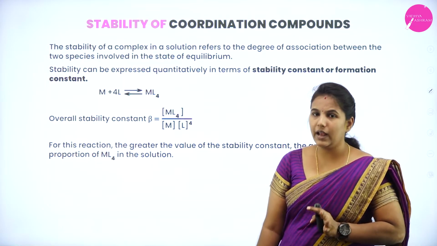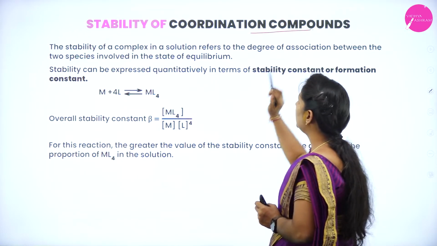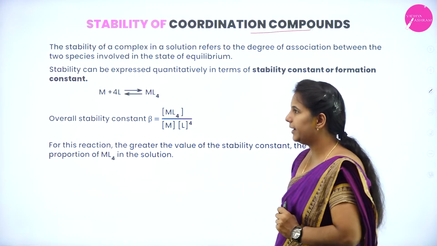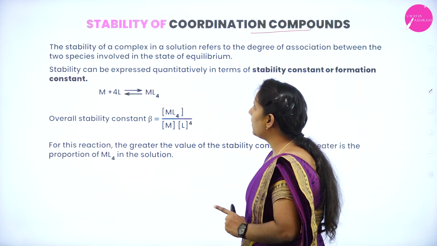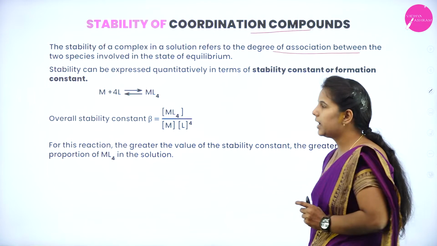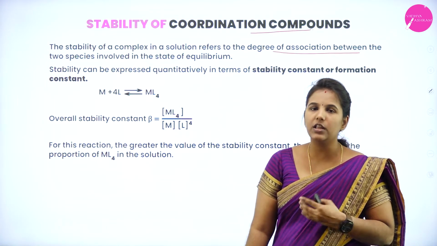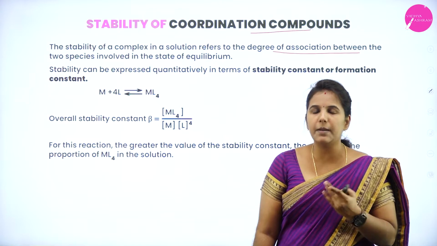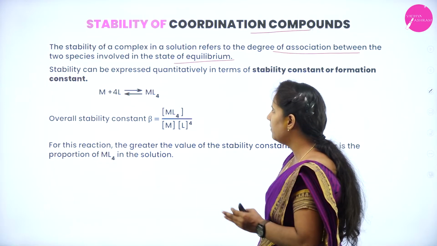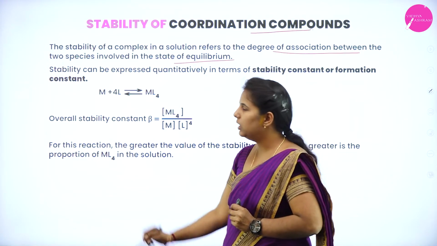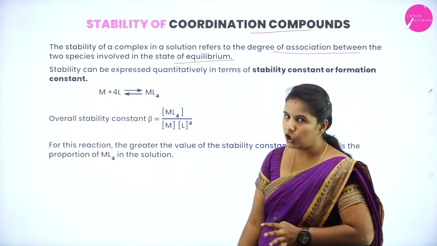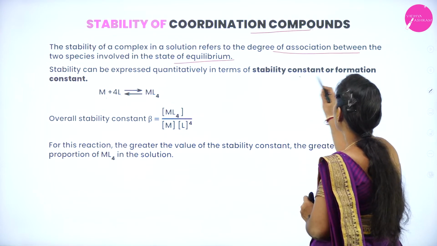And we need to understand the stability of these coordination compounds also. This is explained by using the stability constant. The stability of a complex in a solution refers to the degree of dissociation between the 2 species. Which are the 2 species here? The 2 species are nothing but the metal and the ligands, and they are in a state of equilibrium. Let us consider a reaction where the metal is allowed to react with the ligand to form a metal ligand complex.